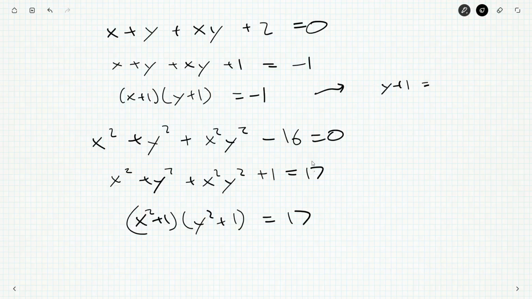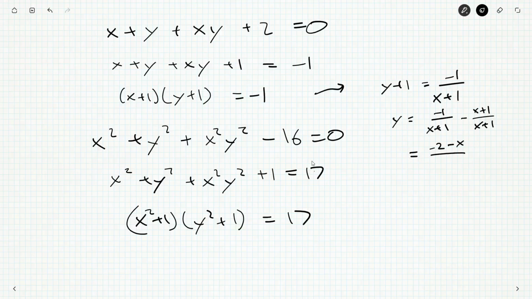So y plus 1 is negative 1 over x plus 1. So y is negative 1 over x plus 1 minus 1, but I'm going to choose to write that as minus x plus 1 over x plus 1. Negative 1 minus another 1. So that'll be negative 2 minus x over x plus 1 is equal to y. Okay, now I can square that.